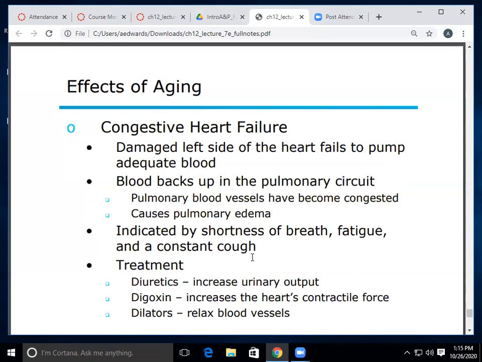So how do you treat it? Well, you can give the patient diuretics, help them increase their urinary output. You can give them digoxin. You can increase your heart's contractile force, how hard the heartbeat's contracting. And it should make sense because, again, congestive heart failure means the heart's not pumping adequately. So if you can give a drug to increase the contractile force, it could improve the heart's ability to pump. Also can give the patient dilators, help the blood vessels relax, open up some more. Okay, improve blood flow.